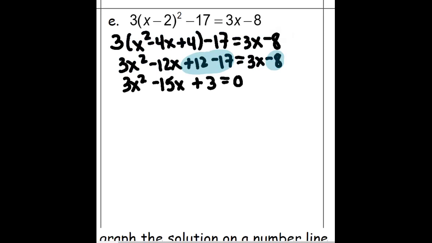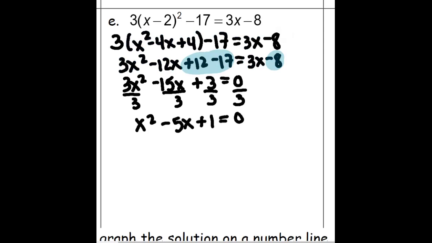And I noticed that I could divide everything by 3. I can divide this by 3, this by 3, this by 3, and the 0 by 3. And I get x squared minus 5x plus 1. And that's not going to be factorable, so I have to use the quadratic formula.